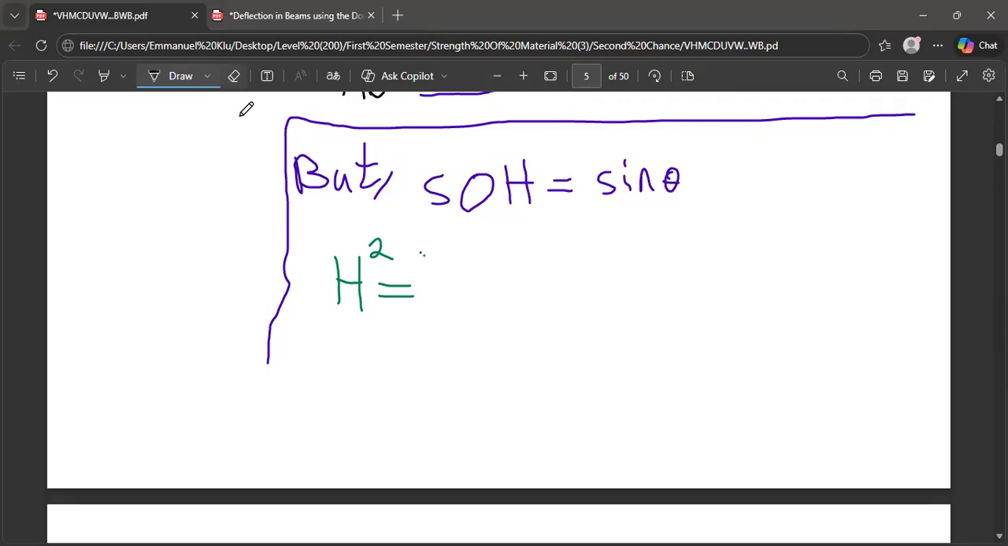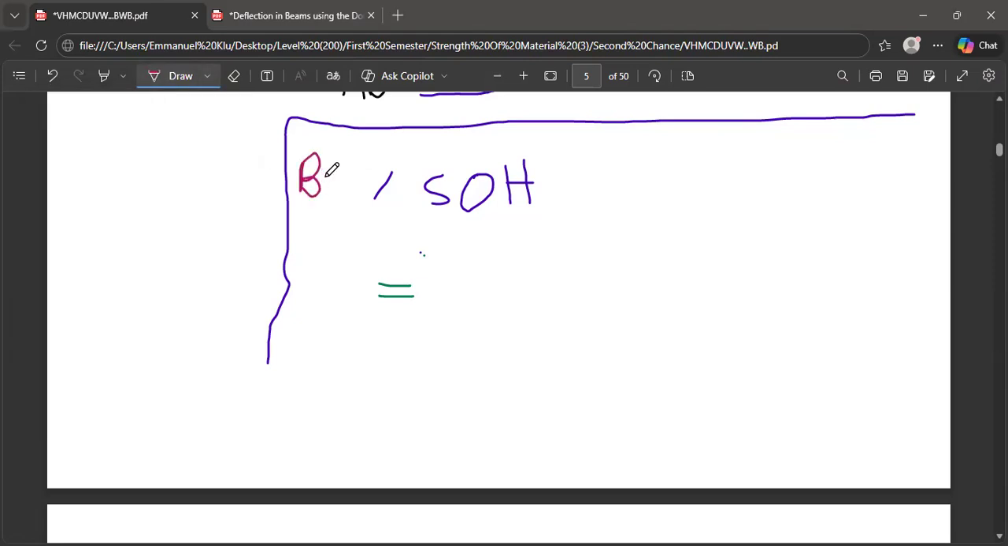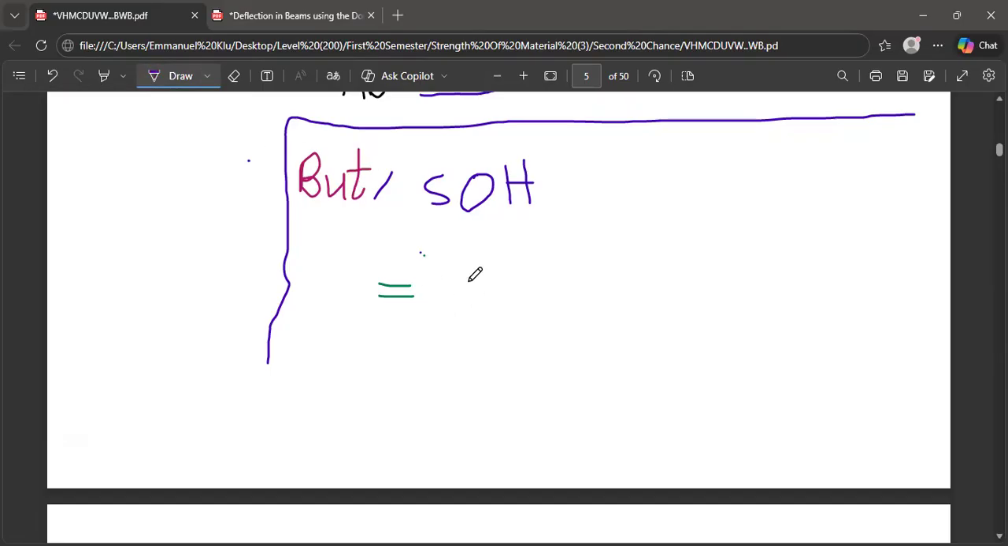Better still, I could denote it with different numbers. Okay. So if I say we want to calculate the resultant, let me write this with a different color pen. So in this case, we want to rewrite it well, because you know that the so is equal to what? Sine theta.